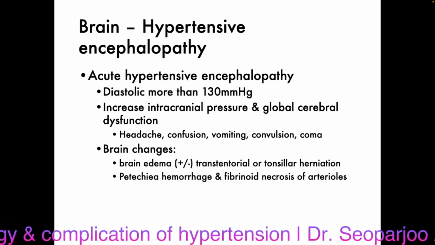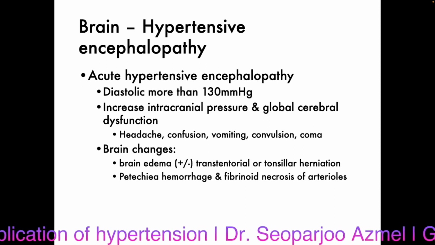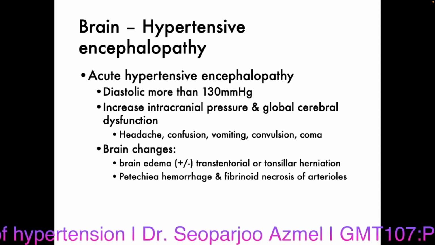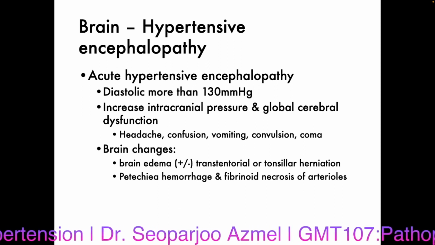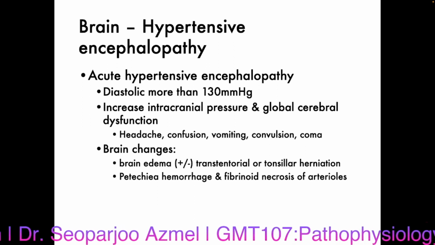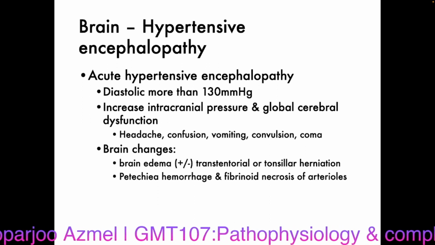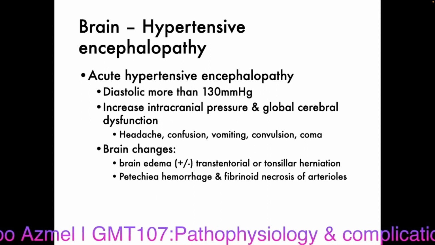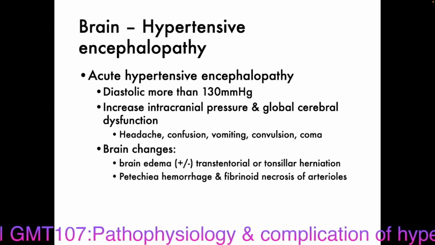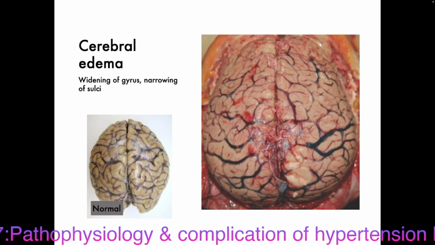And in the brain, if you take a look grossly, there will be brain edema with or without any kind of brain herniations, either transtentorial or tonsillar herniations. It can be with or without this herniation. And petechial hemorrhage is also a common finding, and fibrinoid necrosis of the arterioles can also be seen.